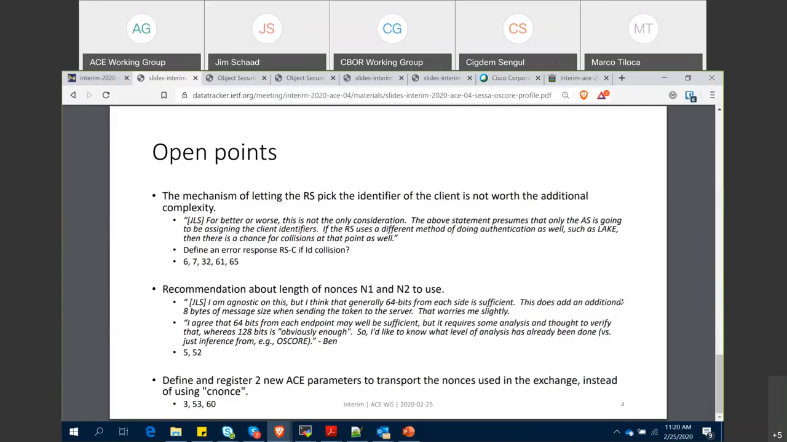Yeah, okay, I see the problem. I always expected to have only one AS, so okay. Yes, if you only have one AS, there's no problem. Okay, but I think the resolution of this would be to add some considerations that there is a chance for collision anyway, if you're using different methods of authentication, and not define an error response. I believe that's what we said, yes.